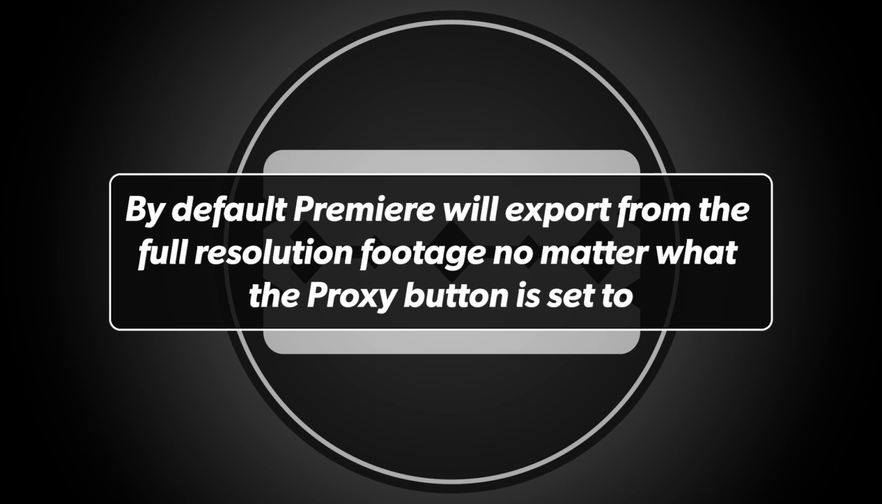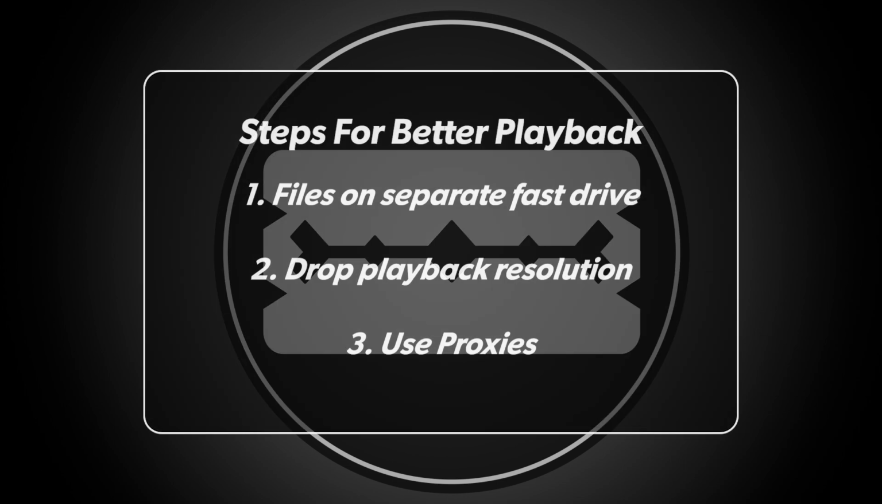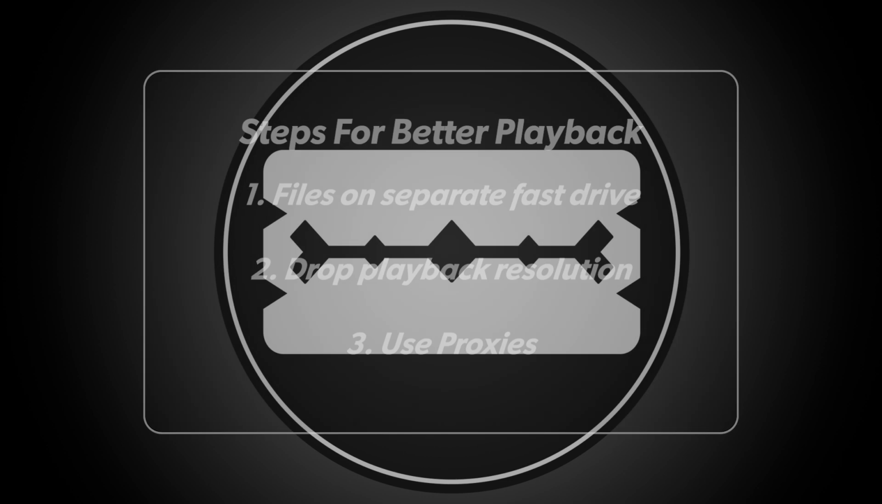By default, Premiere will export your video from the high-resolution footage and at full quality unless you specifically tell it not to. Doing these three things, keeping your project files on a separate fast drive, turning down the playback resolution, and creating and using proxies should give you a noticeable improvement in performance and make your life a bit easier as you edit your videos.